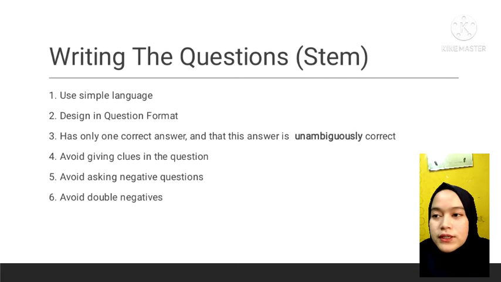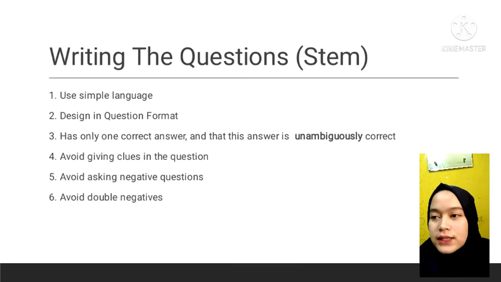Then the fourth tip is, avoid giving clues in the question. Don't give a clue to the student or to the test taker. Questions that are too easy are not good, and questions that are too complicated are not good either. Remember, don't give a clue. Let the students think to answer it by themselves.